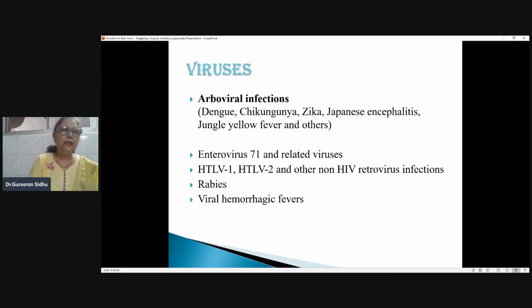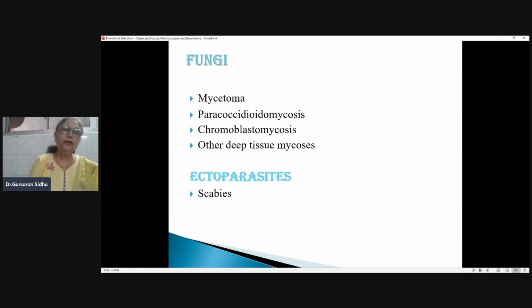Lately, only yesterday, we had a patient. This is called in Punjabi a go. Go is a huge lizard-like animal, though it's not a lizard. It is present in Punjab, and this can also give rabies to the person. And many viral hemorrhagic fevers. And fungi are also common in patients who are immunocompromised: mycetoma, coccidioidomycosis, chromoblastomycosis, and deep tissue mycosis.